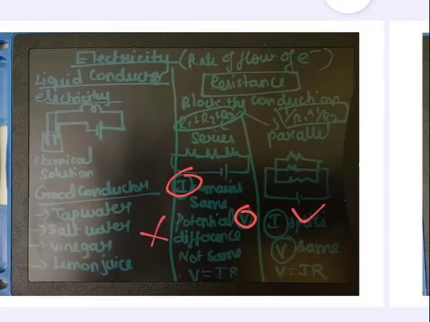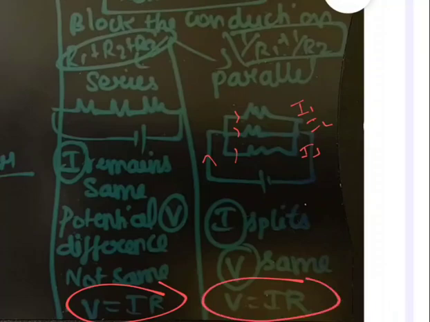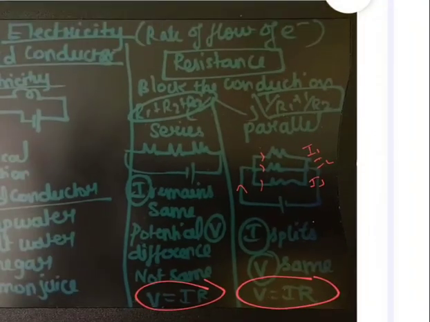current splits up into three branches. You can observe in this diagram. The current which is being passed here is splitting up into three branches, I1, I2 and I3, whereas the potential difference remains same. Here V equal to IR, here also V equal to IR is the formula for Ohm's law.